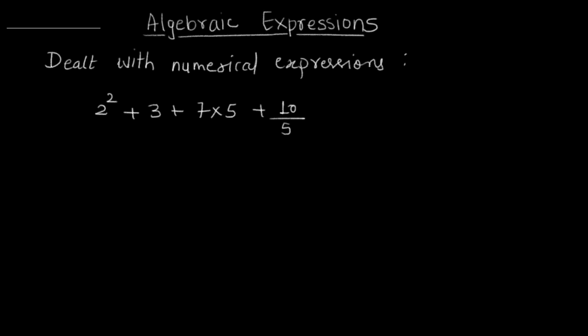We have not taken any negative, na? Let's take this as minus 10 by 5. Okay, so when I give you something like this, how do you solve it? We use BODMAS, right? So there is no bracket here.